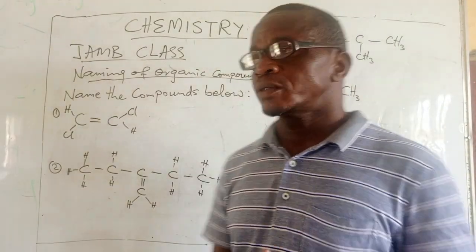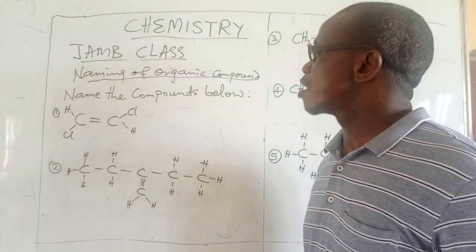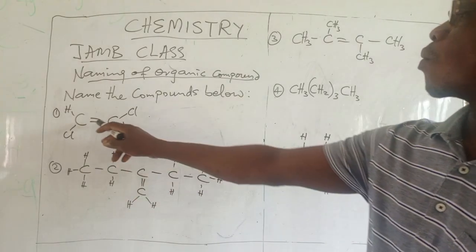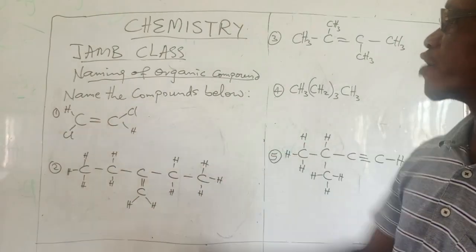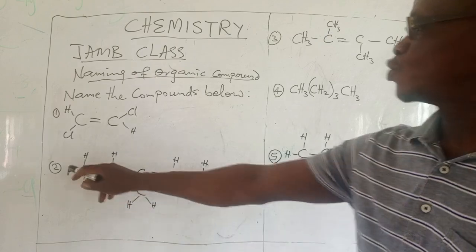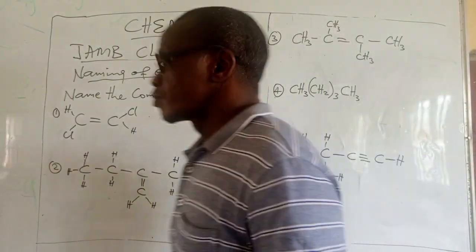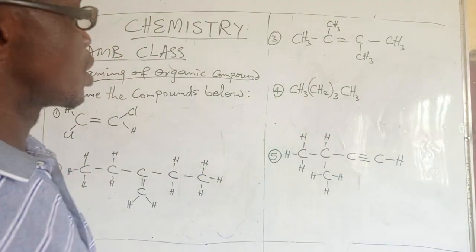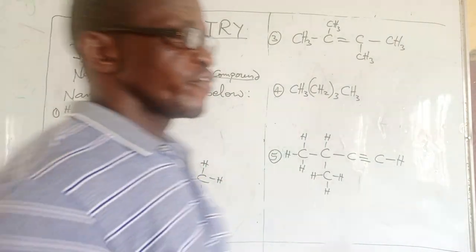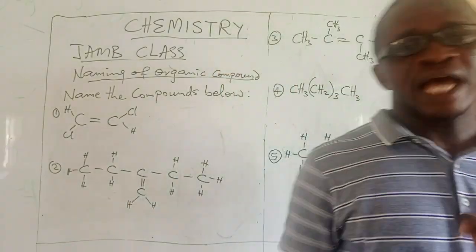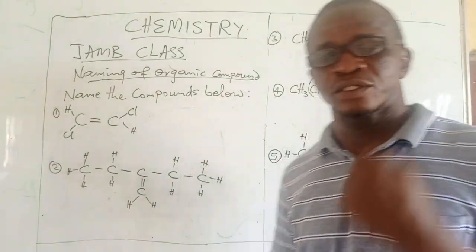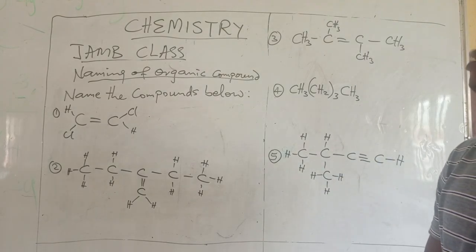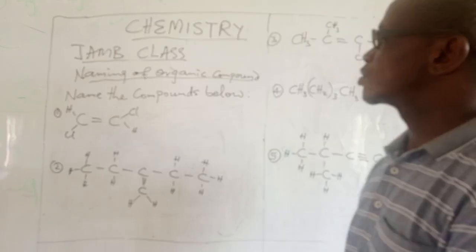Okay, now let's see the questions that we have on the board here. Name the compounds below. 1, they have given you this. They said you should give the name. 2, give the name of this one. Number 3, give the name of this one. Give the name of this one and give the name of this one. So 5 organic compounds that they are giving you. So give the names of each of these compounds. So the first one, let's go back there.